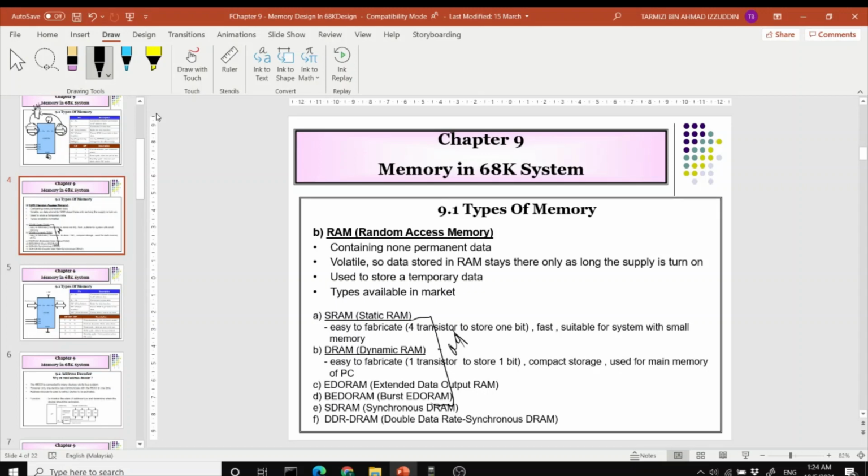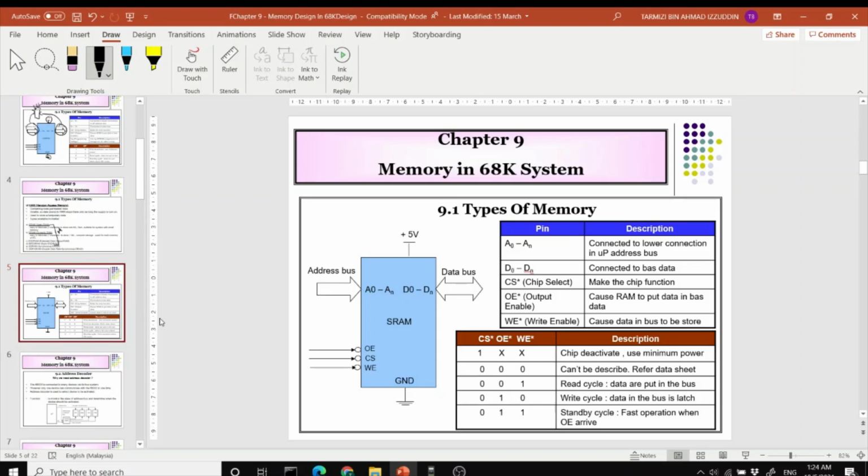So what does a typical DRAM chip look like? What is the architecture of a typical DRAM chip? So this is a typical DRAM chip.